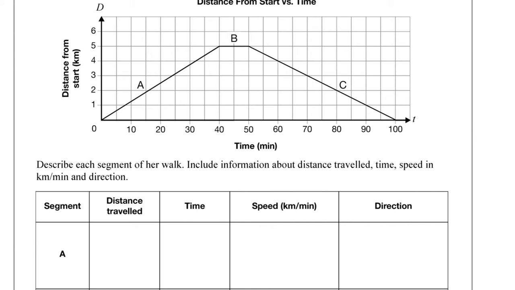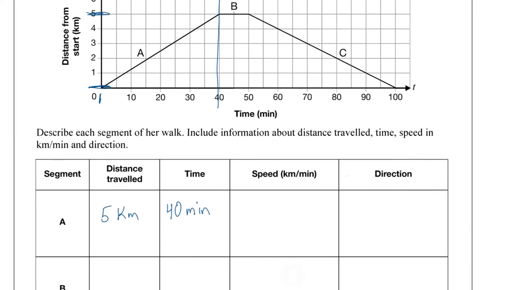So for line segment A, what's the distance traveled? Well, they started at 0 and they went to 5. So their distance traveled is 5 kilometers. How much time did they take? Started at 0, they got to their end at 40 minutes. So I'm going to put 40, but I also need to put the units, minutes in this case, okay? And I got that from the label there. I can do that for all of them.